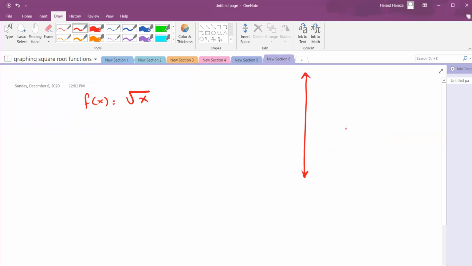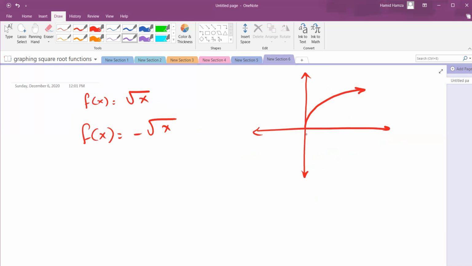If we graph it, guys, it will be like this. What if I put a negative sign like this? That means we have a reflection about the x-axis. That means the function will go down like this. So this is negative root x, and this is root x.